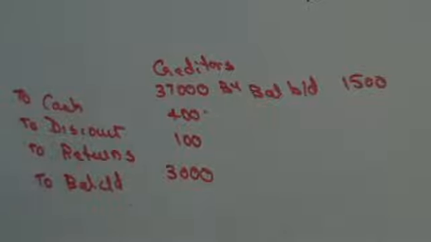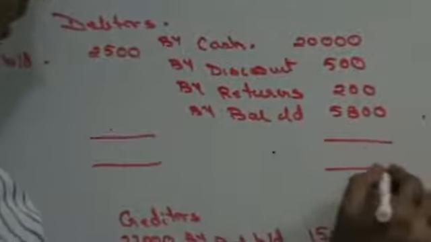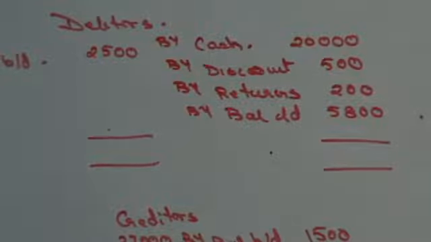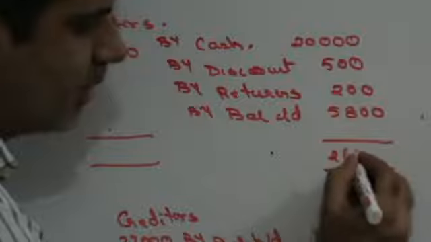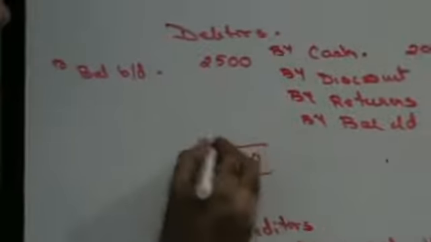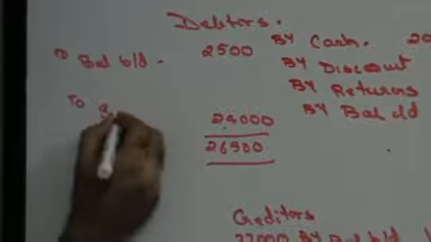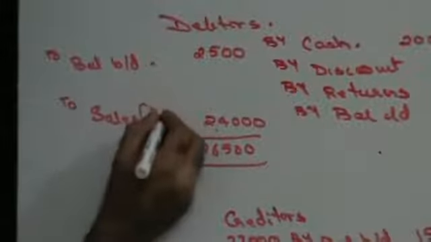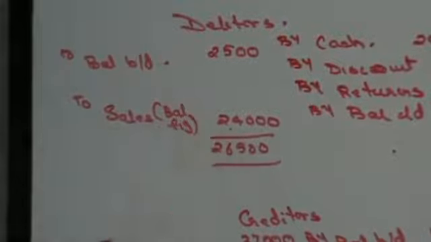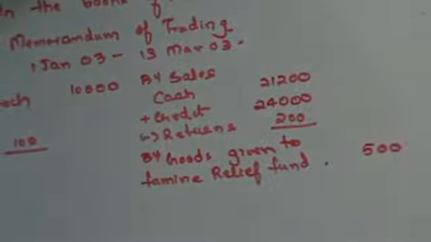Right? Let's tally the debtors account first. 26,500, so 24,000. This is going to be to sales. This is my balancing figure, right? This will go in trading account on the credit side as credit sales, 24,000, right?